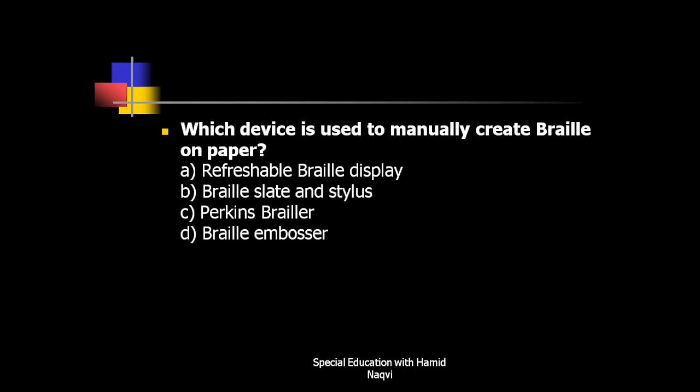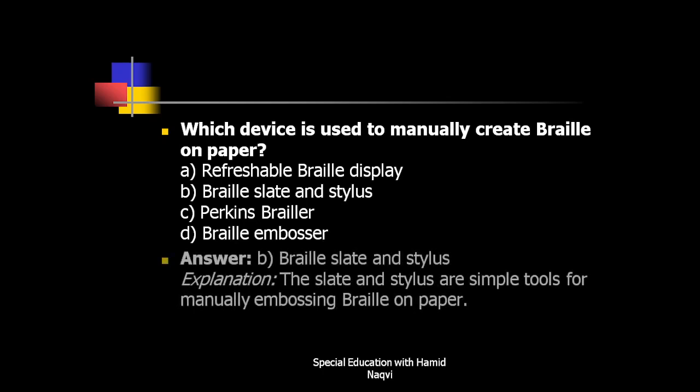Which device is used to manually create braille on paper? Refreshable braille displays, braille slate and stylus, Perkins Brailler, or braille embosser? Answer is braille slate and stylus. The slate and stylus are simple tools for manually embossing braille on paper.